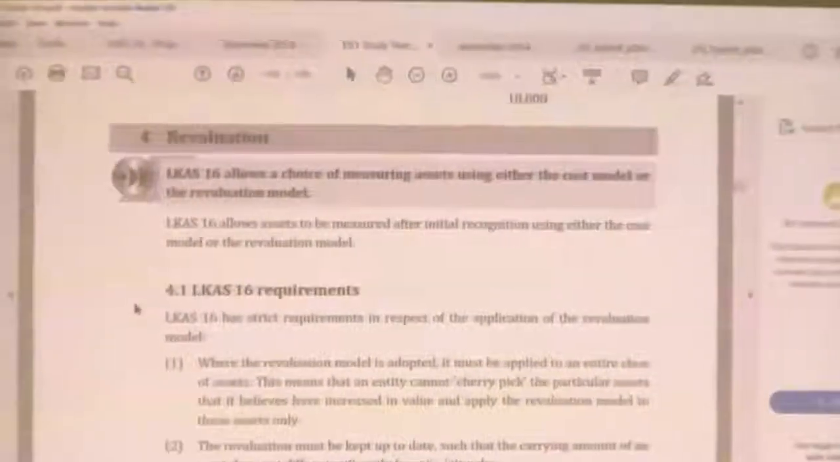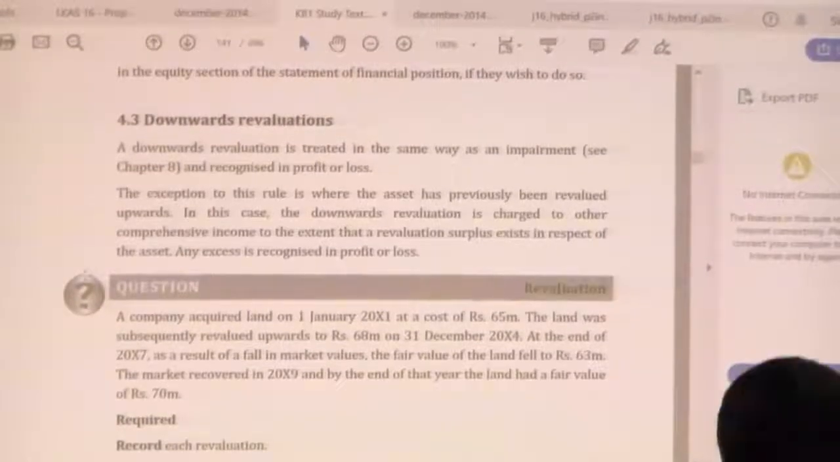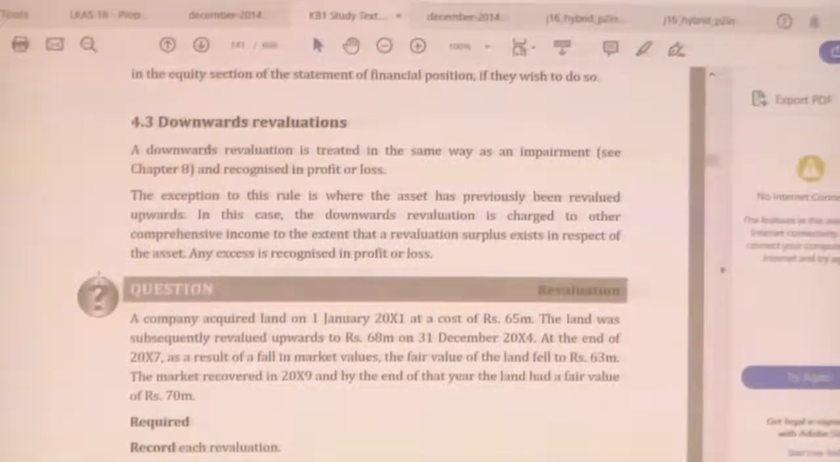This is from revaluation. I told you the upward revaluation and downward revaluation, both are possible, no? Right. Read this example. Then I will explain. Read this.